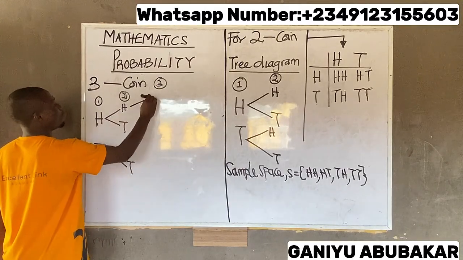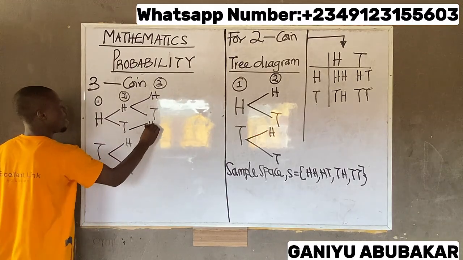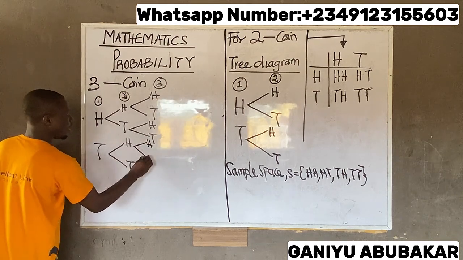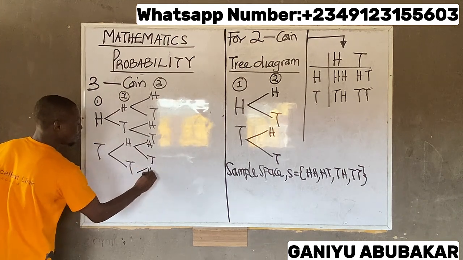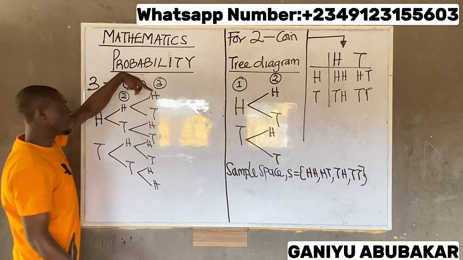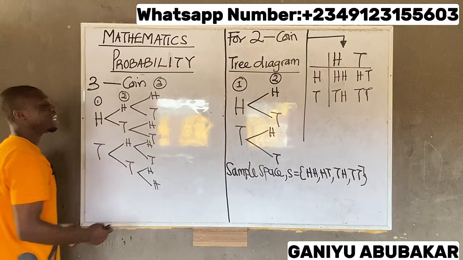So 1 coin gives you head and tail. This one gives you head and tail. This one gives you head and tail. This one gives you head and tail. This is how you work with this. For 4 coins, same thing. This one gives you head and tail like that. This is how it works. This is how the tree diagram works.